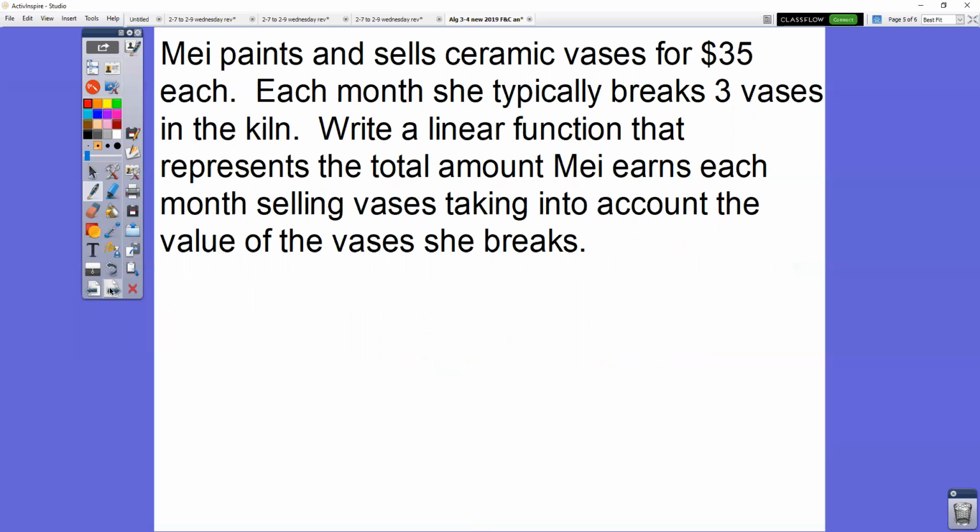May paints and sells ceramic vases for $35 each. Each month, she typically breaks 3 vases in the kiln. A kiln is what you make pottery in, right? You have to fire it to harden the clay. So each month she breaks 3 of them. Write a linear function that represents the total amount that she earns each month selling vases, taking into account the value of the vases that she breaks. So again, we're going to have a linear function. So we have the f of x equals.